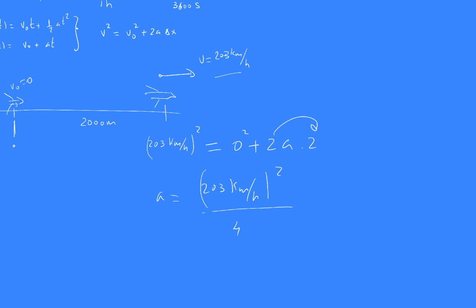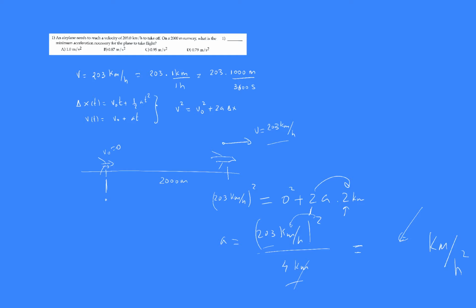So the acceleration will be in 4 kilometers. This is 2 by 2 kilometers, this is the 2 kilometers, it's 4 kilometers. So the acceleration will be an amount that is 203 squared divided by 4. You will see that kilometers squared will appear here and cancel with the kilometers per hour squared. So this result is in kilometers per hour squared.